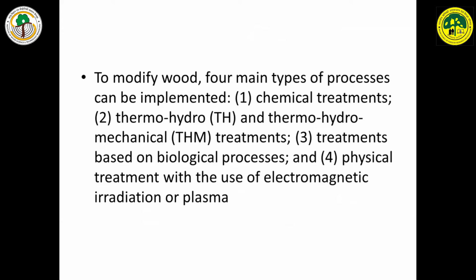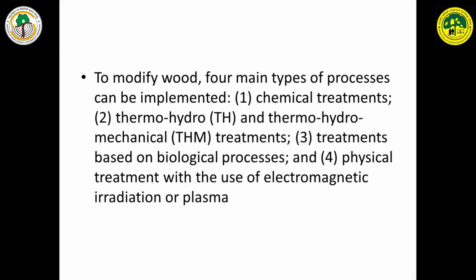Next, the modification of wood is implemented by different processes, like the action of physical or biological actions or chemical modifications, to get the desirable properties of wood. For the modification of wood, we can do four major types of methods: chemical treatments, thermo-hydro treatments, thermo-hydro-mechanical treatments, treatments based on biological processes, and physical treatment with use of electromagnetic radiation or plasma.